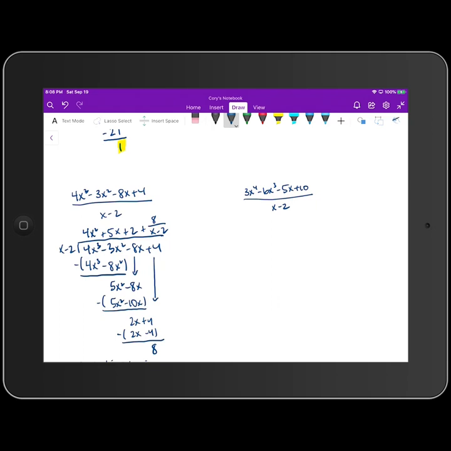of that polynomial. Okay, I want you guys to work out the next one, so pause the video here, and then we'll work it through together.